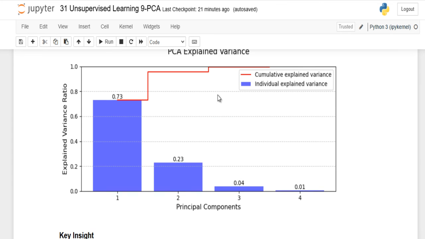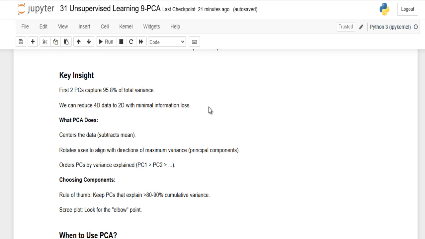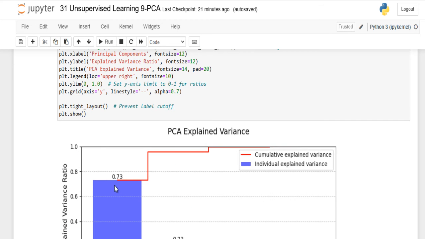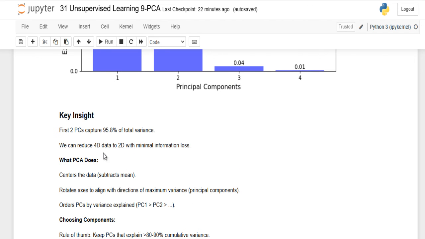So we have our PC explained variance here. The cumulative explained variance is in red. This is our scree plot. You can see the bars. Here we have 73% explained by PC1, then PC2, PC3, PC4. All right. And the key insight here is that the first two PCs capture approximately 95.8% of the variance when you combine them together. PC1 is 73% and PC2 is about 23%. So you can reduce 4D data to 2D with minimum information loss using principal component analysis.